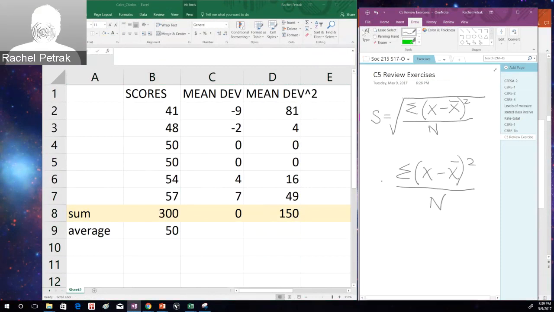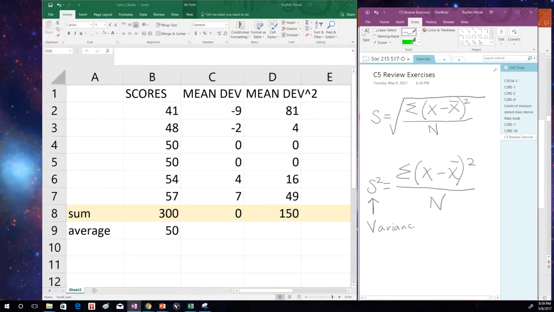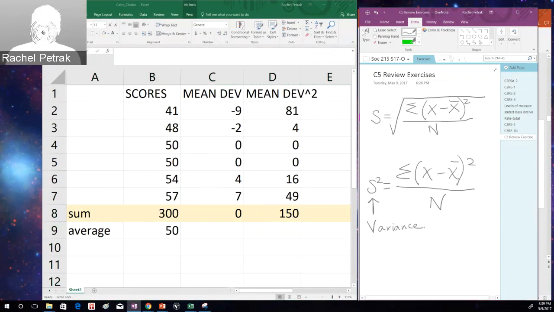This has a name. Its name is s squared, or, I mean, that's its symbol. It's the variance. And I'm introducing this because we're going to encounter this again later. It's important to label your terms as you're going, so you know why I'm labeling this the variance.